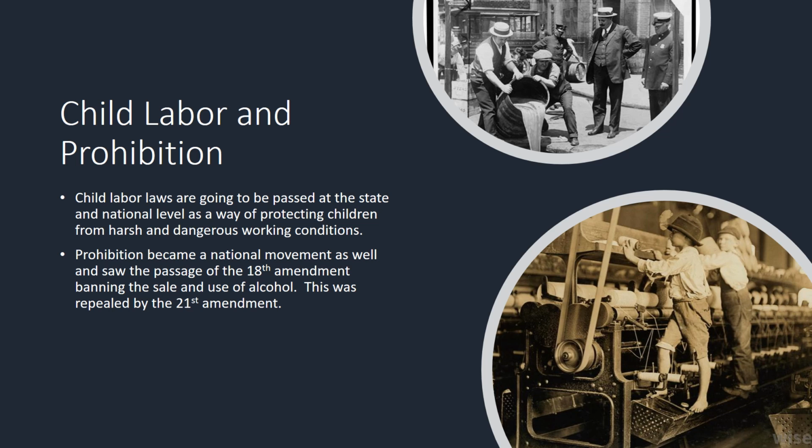Two other areas where women are going to take the lead and really push for reform are in the area of child labor and in the area of banning alcohol. Let's look at child labor first. We didn't have any child labor laws nationally in America during this period. Because of that, we had children being forced by their families who needed the money to work in these factories. But these factories were unsafe.